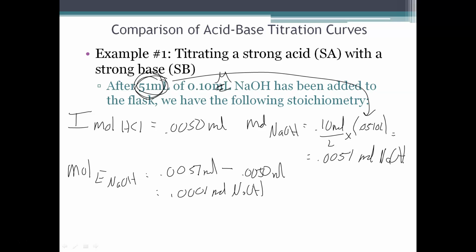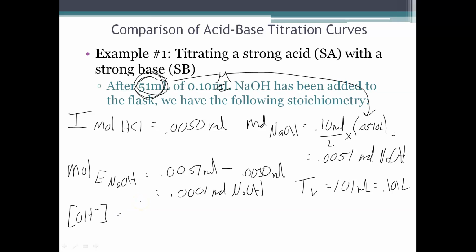All right, so let's go through and finish the rest of this. The total volume of solution, we had 50 mils of acid to start with. We added 51 milliliters of base. So we're at 101 milliliters, which is 0.101 liters of solution. Okay, and let's go through and find our new pH level for this. So we have excess NaOH, so I'm going to find the hydroxide concentration instead.